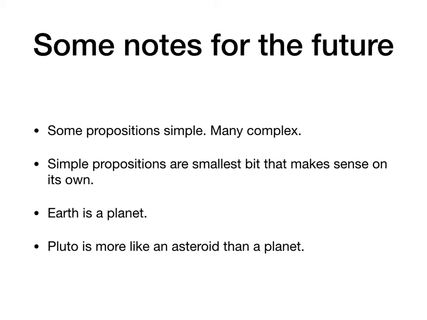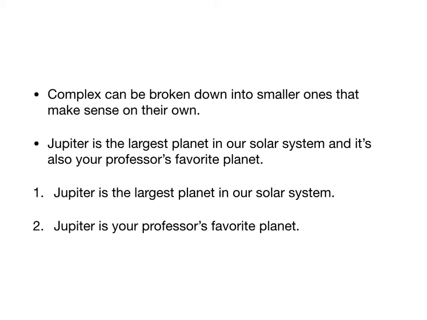Now look, even this sentence here, Pluto is more like an asteroid than a planet. You might think, well, this is kind of long, but isn't this a complex proposition? No, right? You can't break this down into anything simpler that has the same meaning. If you say Pluto is more like an asteroid, you've lost some meaning. If you say Pluto is more like a planet, that doesn't mean the same thing. You can't break it down in the same way you can this sentence about Jupiter.